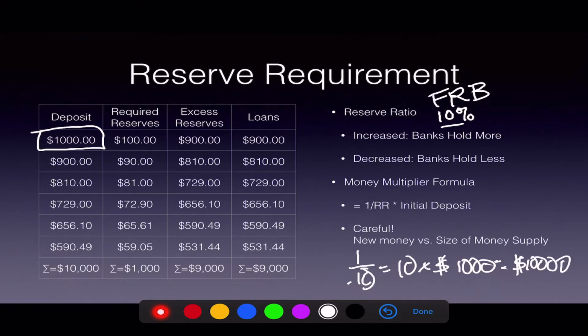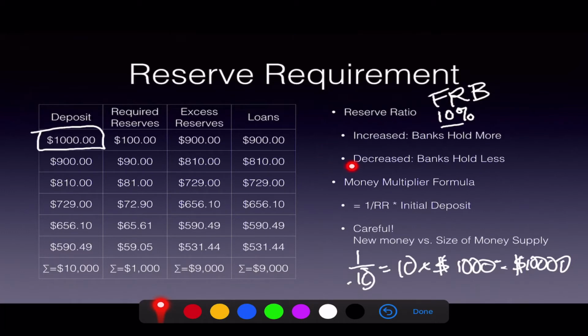$10,000 of money in the economic system. And we have to be careful. There are questions on the AP that will ask you about a change in the money supply versus the size of the money supply. So, for example, if you had a $1,000 sort of secret stash in your bedroom that you deposited into a bank, that $1,000 isn't new money that you deposit. But the $9,000 of loans that come about as a result of that would be new money. So the change in the money supply would be $9,000 in that situation.